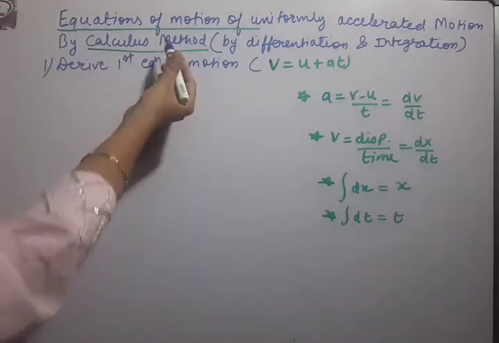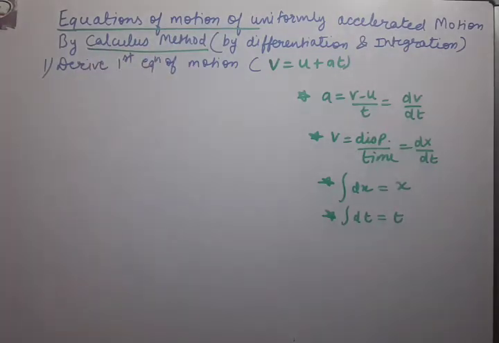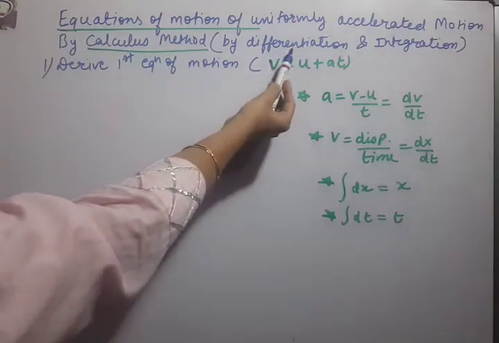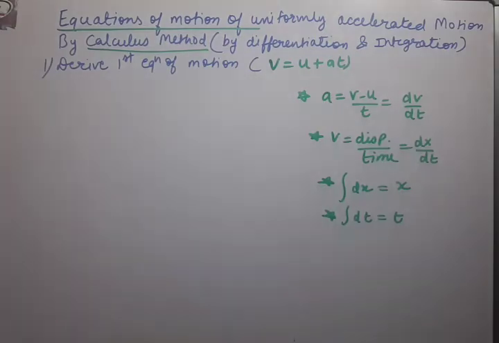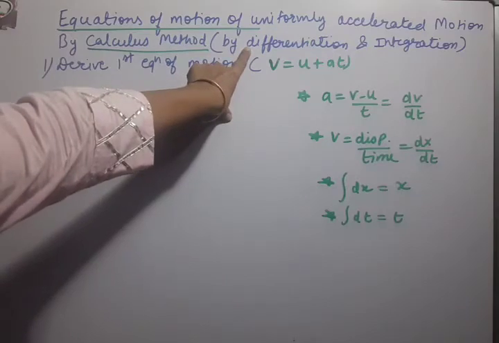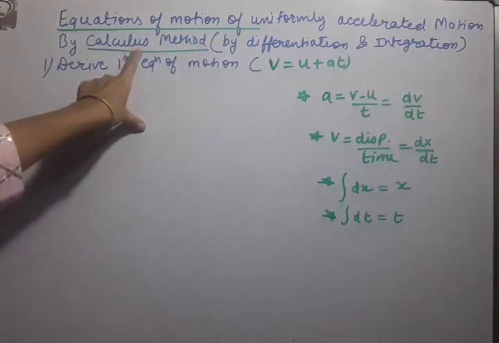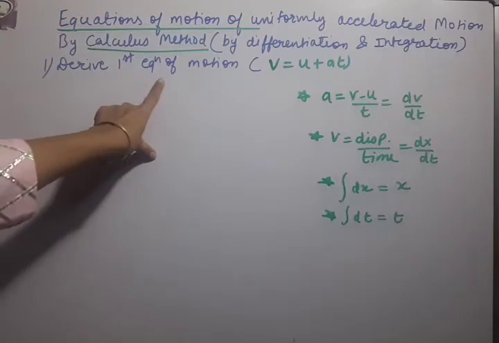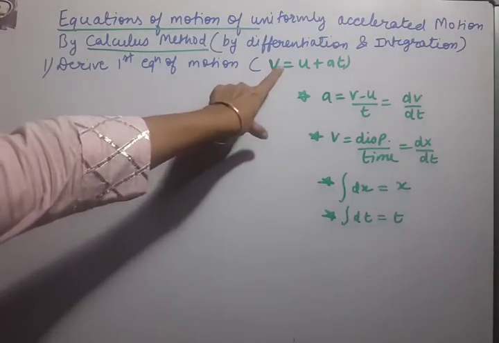the calculus method. The meaning of calculus method is that we have to use the differentiation and integration technique to derive the equations. Okay, so the differentiation and integration which we have learned, that we will be applying just now in the calculus method. So we will be deriving each equation one by one. So our first equation of motion is v equal to u plus at.